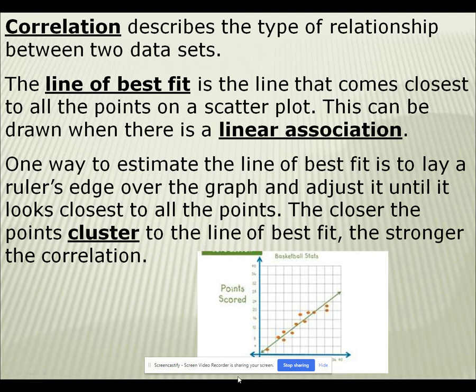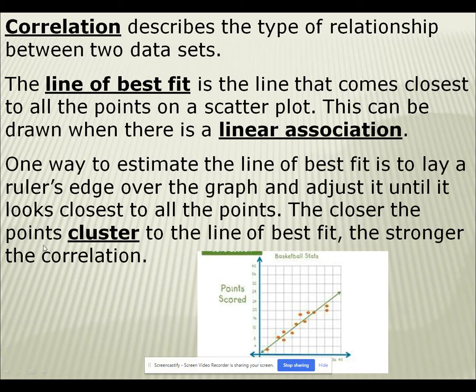And then the line of best fit would be, okay, I see all the dots, and I want to draw a line through the middle of them that gets as close as it can to being straight through the middle. Is everyone's line of best fit going to look the same? No. They could all be off just a little bit, but as long as it goes through the middle of the points, it would be correct. One way to estimate the line of best fit is to take a ruler, put it on the graph, and adjust it until it looks closest to all the points.